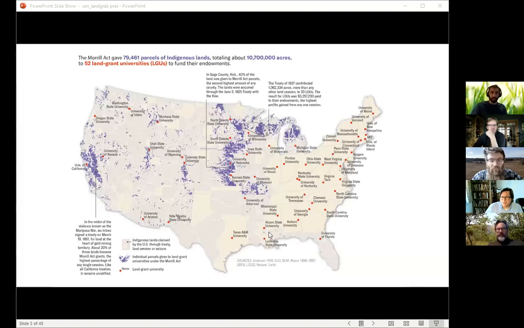Yes, that's right. The white lines are the land cession boundaries. Those are Indigenous land cession boundaries. For the most part, those long straight white lines going across northern Michigan are land cession boundaries. All the white lines on the map are land cession boundaries.